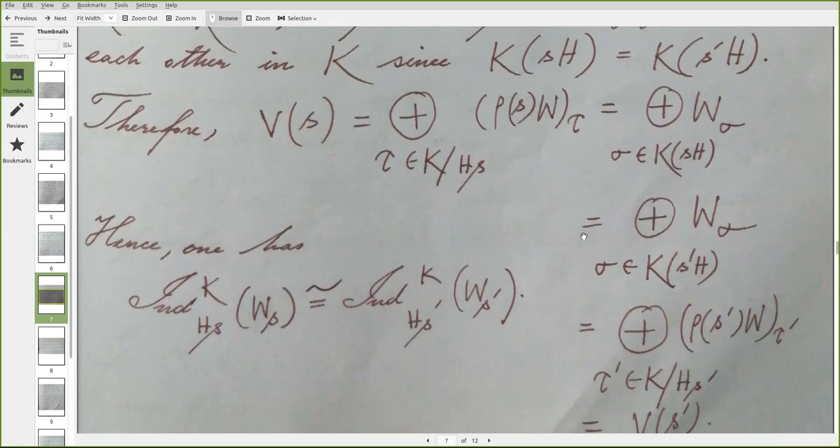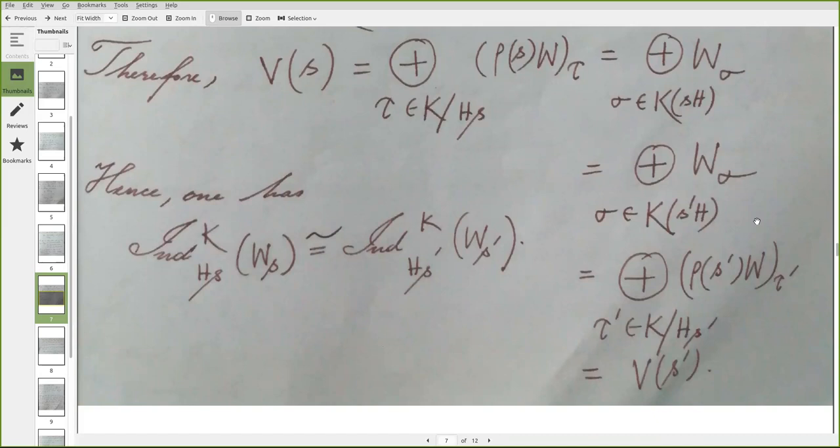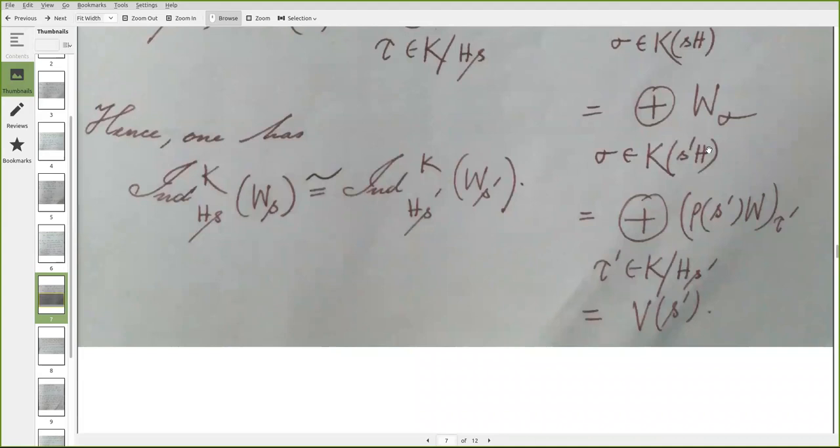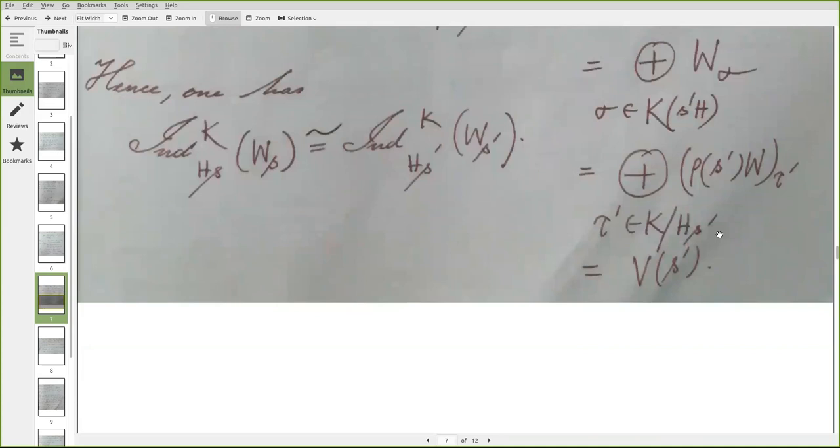And again, since the K-orbit of SH under the action of K is the same as the orbit of S'H under the action of K, therefore this is this. And likewise, when we look at the things for S', this is exactly this. Because for any s, that's what we have seen. So in particular for s', this is V_S'. The same argument that we have just seen.